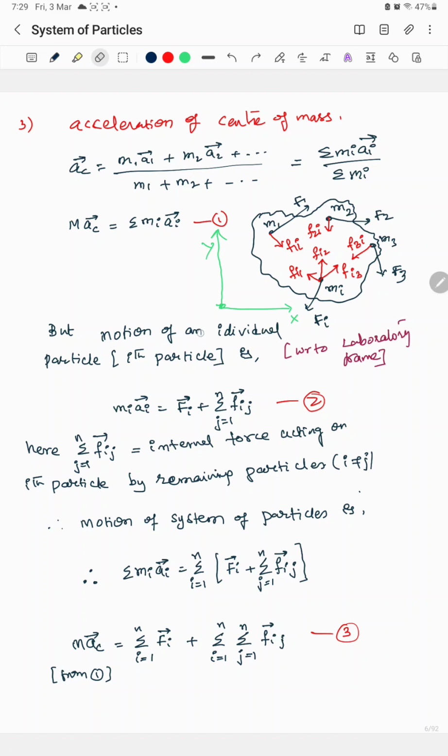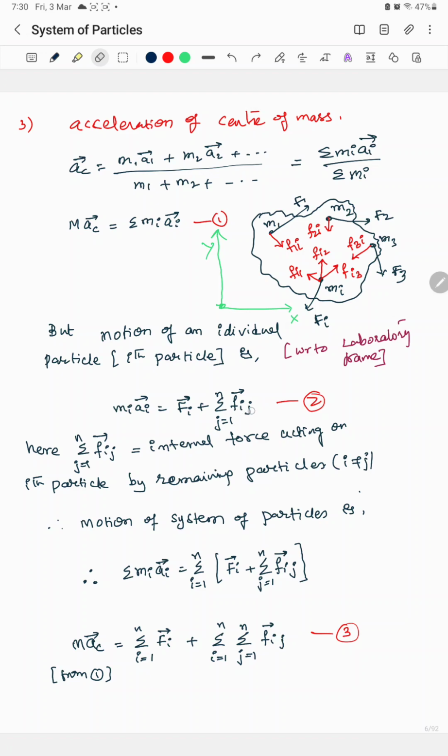But the motion of an individual particle, the ith particle, let us take with respect to the laboratory frame. Mass of the ith particle times acceleration of the ith particle is equal to the force acting on the ith particle. On the ith particle, how many forces are acting? One is the external force, that is Fi bar, plus the force on the ith particle by the first particle, by the second, by the third, and so on, by n number of particles.